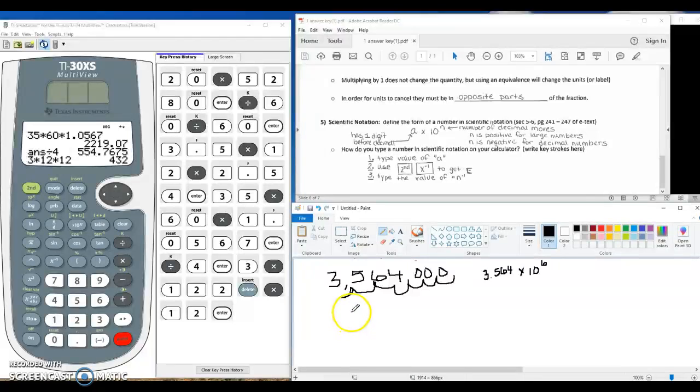Let's try another one. If I have 0.000000102, here is my decimal, and I want to move it so there's only one digit in front. So 1, 2, 3, 4, 5, 6 places. So my number is 1.02 times 10. Again, I moved my decimal 6 places, but because it was a decimal number, I need to include that negative with the exponent. So my exponent here is -6.